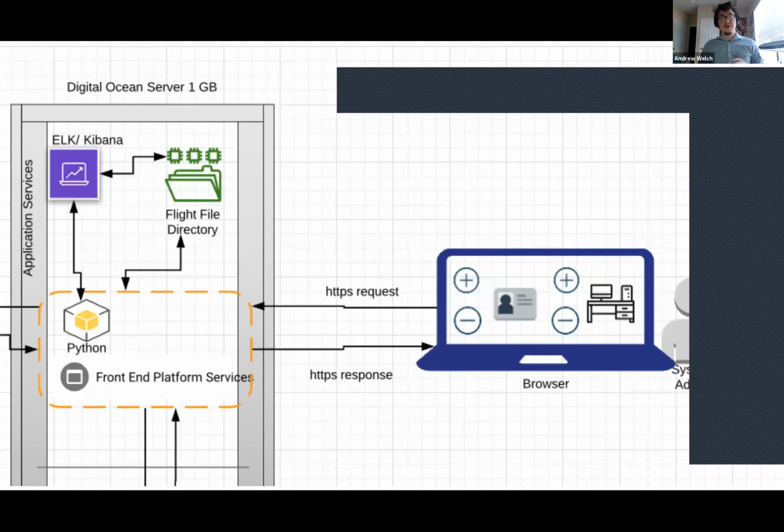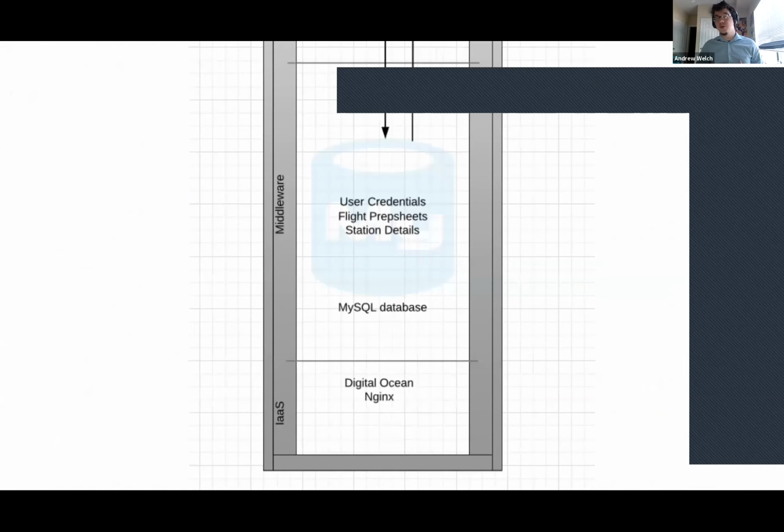And then on the other side, we have the same thing. The system administrator will be able to interact with our Python backend, and it will send back whatever kind of information. We also have a MySQL database, which will store things like user credentials. We're salting and hashing user passwords, which is just an extra secure way to encrypt them so that nobody can steal our passwords. It will also store flight prep sheets. This is the best way to store that information so that it's easily accessible and searchable. And then general station details.